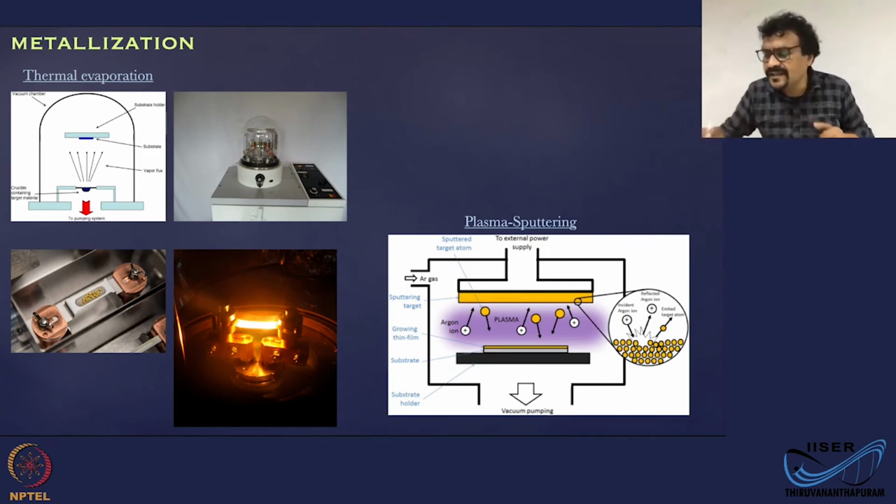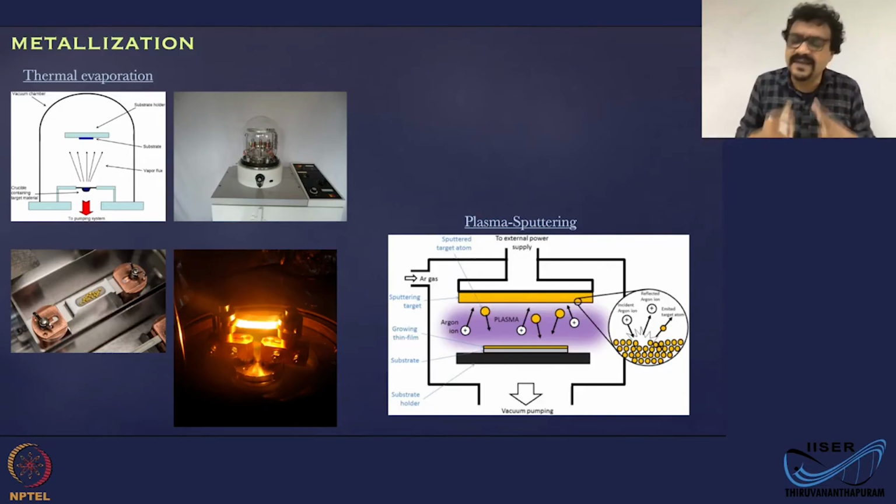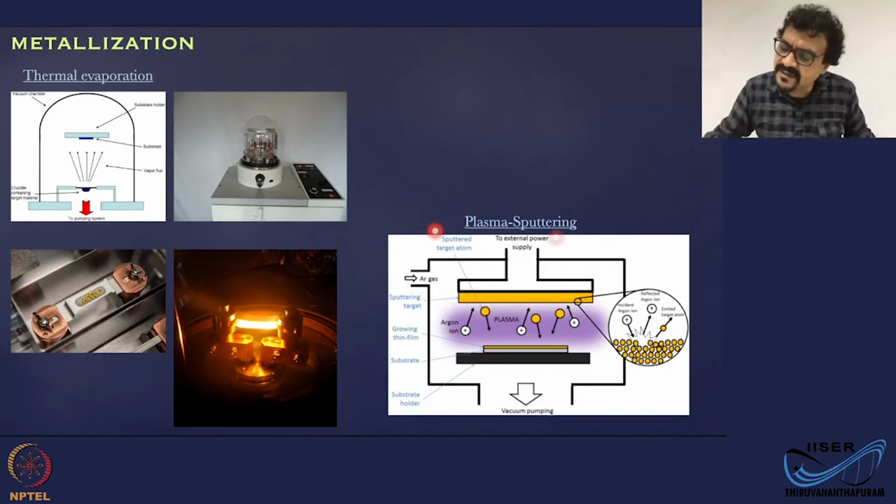And another technique which is generally used for metallization is sputtering. There are various different versions of this sputtering. It's called plasma sputtering, where you have a glow discharge plasma inside, and you have a material which you want to coat, and the substrate where you want to coat it. So this plasma is biased so that the metal, once it is sputtered out, will eventually get deposited on the substrate.